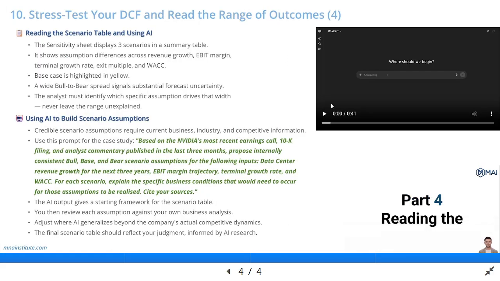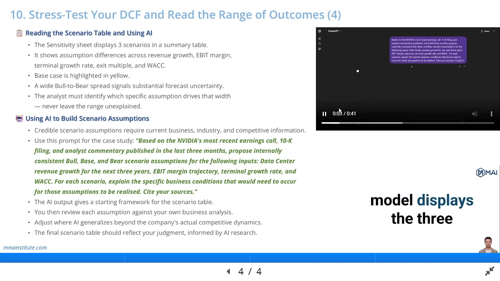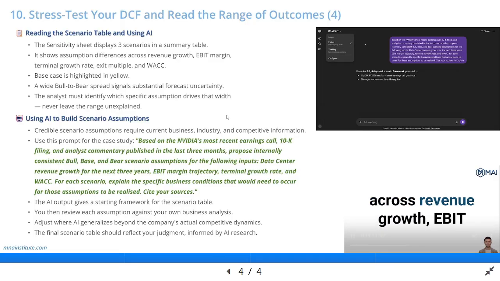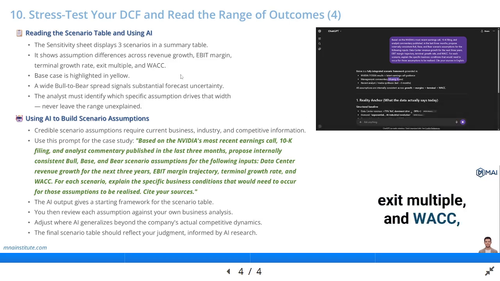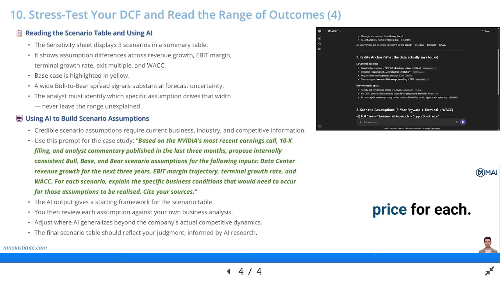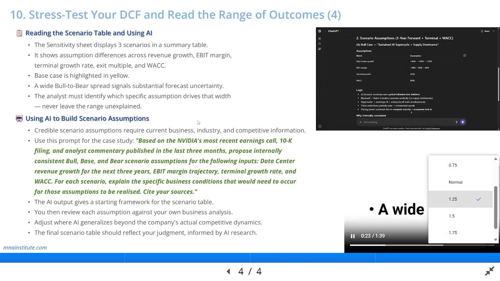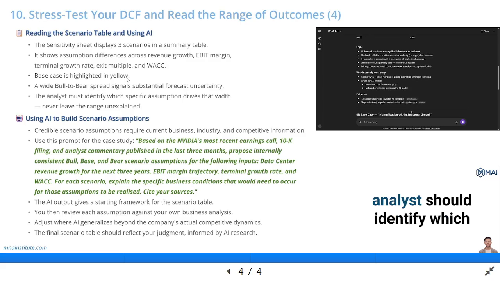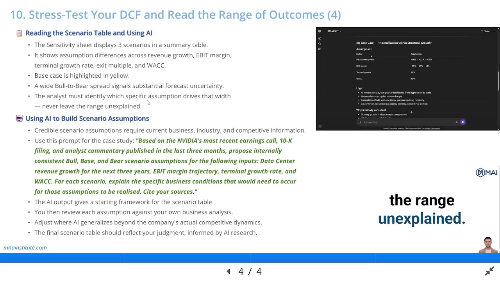Part 4. Reading the scenario table and using AI. The sensitivity sheet in the Excel model displays the 3 scenarios in a summary table, showing assumption differences across revenue growth, EBIT margin, terminal growth rate, exit multiple, and WACC, alongside the implied share price for each. The base case is highlighted in yellow. A wide spread between the bull and bear prices signals substantial forecast uncertainty, and the analyst should identify which specific assumption drives that width rather than leaving the range unexplained.